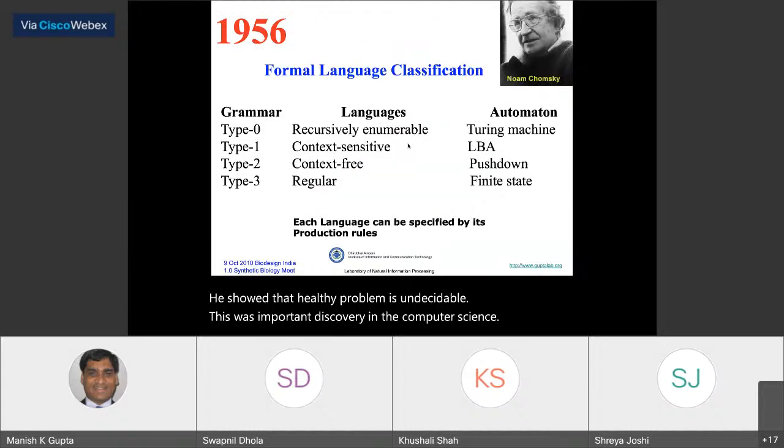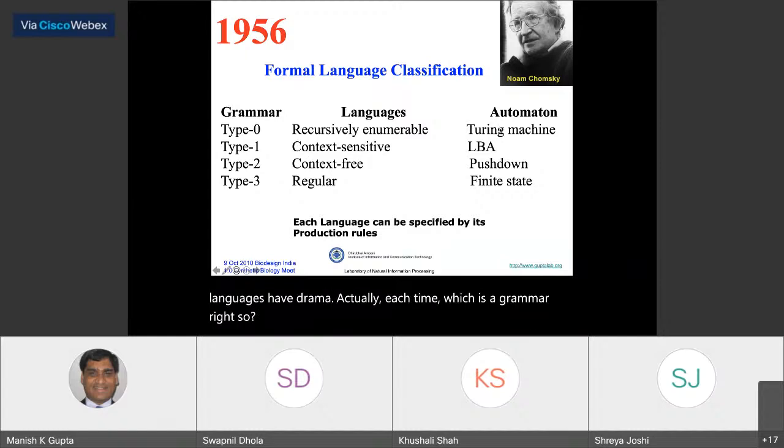In fact, later on, Noam Chomsky, who is a linguist, classified that there are four kinds of machines possible. This is a very important slide from a computer science point of view: finite state automata, pushdown automata, linear bounded automata, and Turing machine. Each machine accepts a certain kind of language: recursively enumerable, context sensitive, context free, and regular. And these languages have grammars. Actually, each language has a grammar, right?